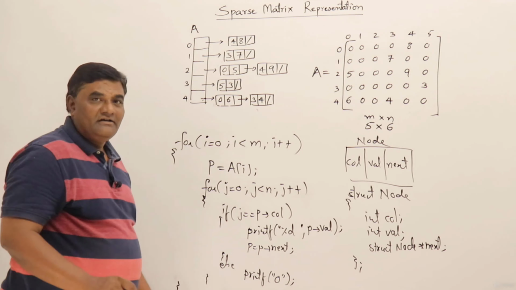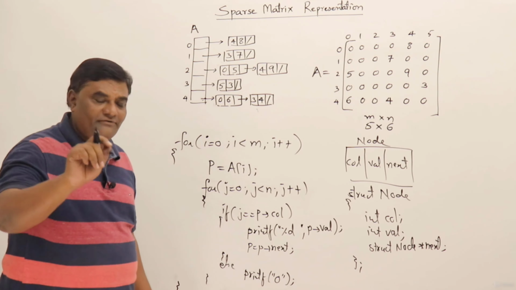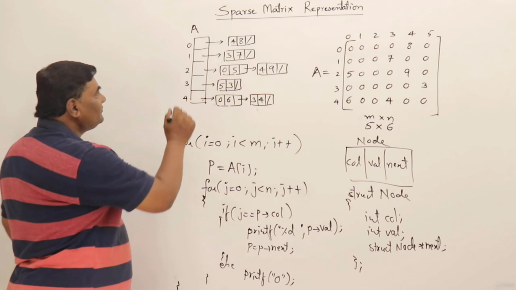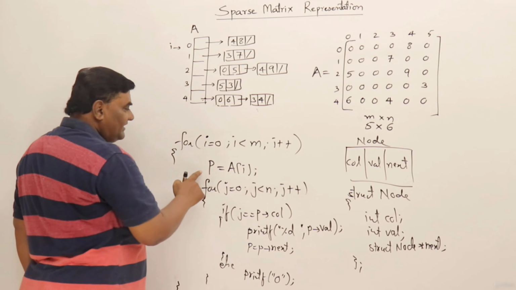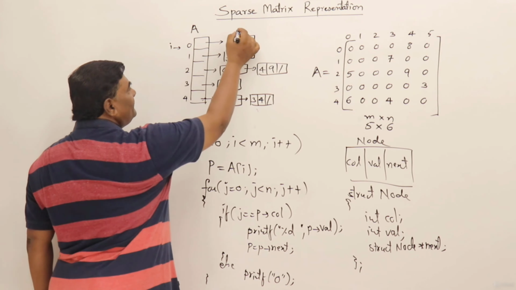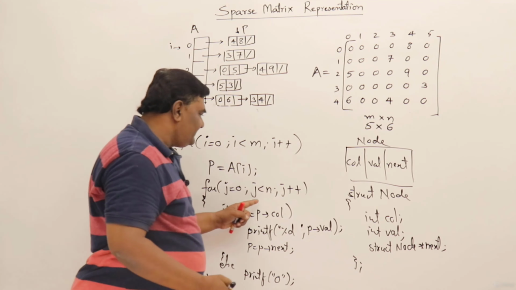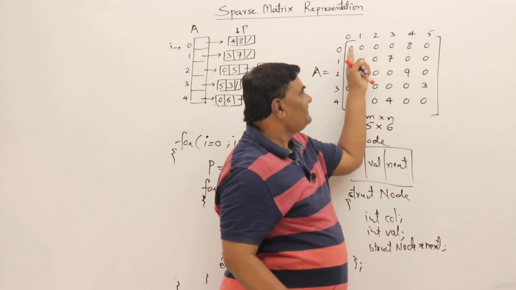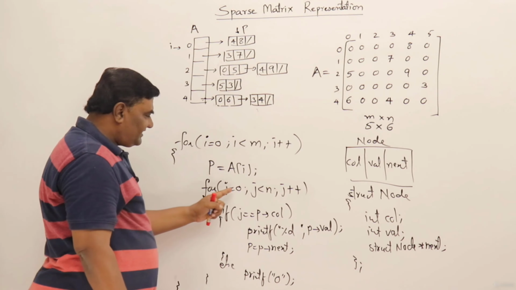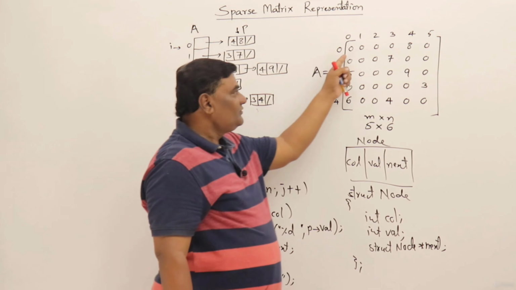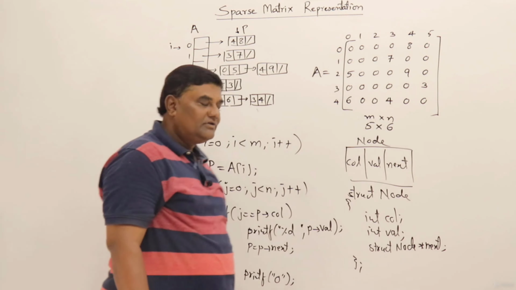This is simple. So I will trace this one a little bit. Just watch. i is starting from 0. So i is here. Then P assign A of i, so P will be pointing here, at the first node. Then for j assign 0 to n. 0 to n means 0 to 5 it will go. j will repeat from 0 to less than 6, so it will go up to 5.